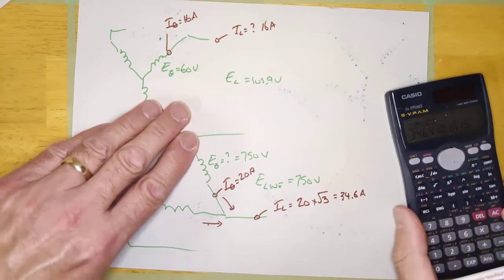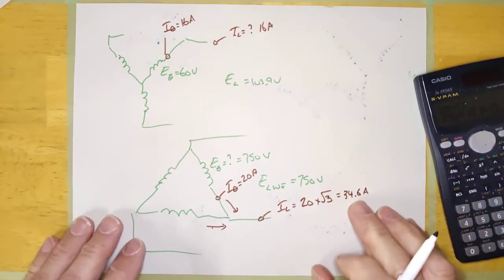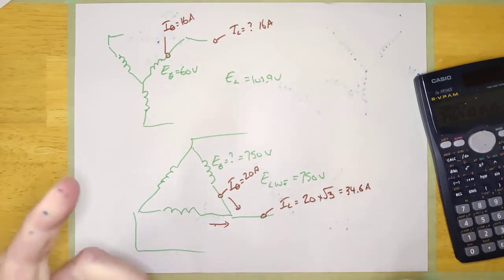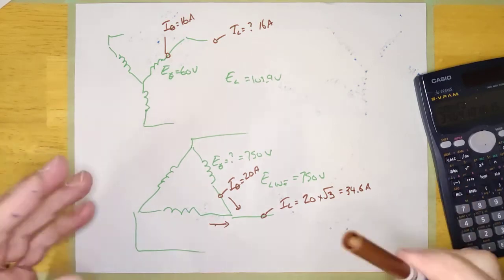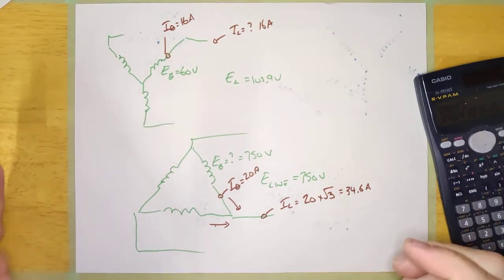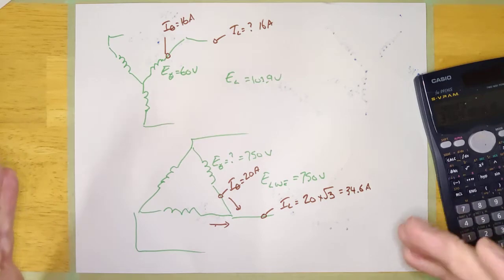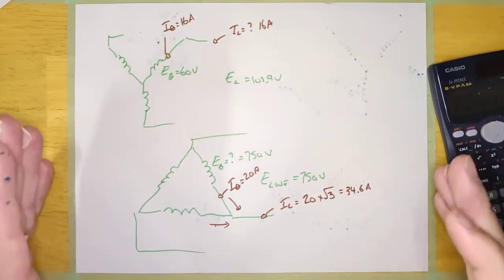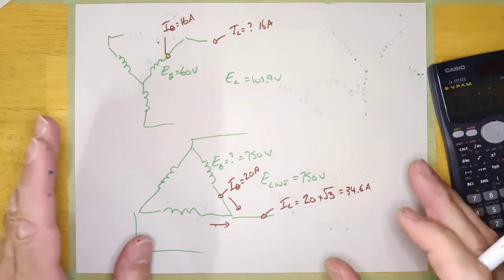All right, guys, so that is the method that I use to try to figure out what's going on, rather than try to memorize a bunch of formulas and then pick the right one and then transpose it and then figure it out. What I do is I look at the circuit and apply everything that I know about circuits to it. All right, guys.